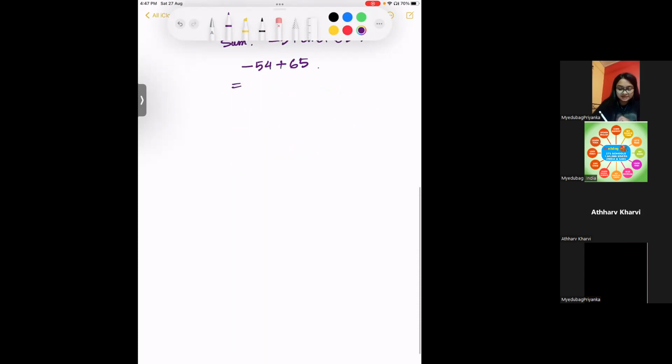Next, suppose both numbers are minus 93 and minus 7. Add these two numbers. How will you write it first? You tell me that, Athar. Minus 93 plus minus 7, plus into minus will become minus. Then minus 93 minus 7.